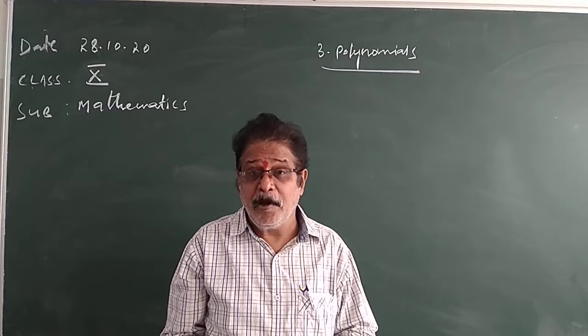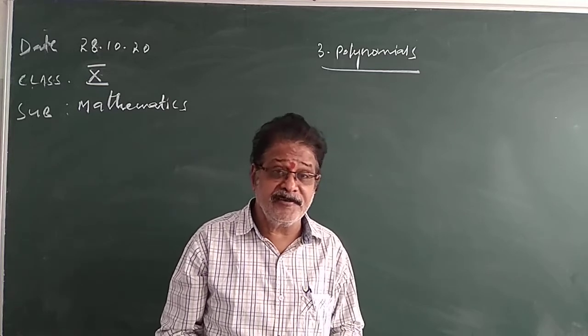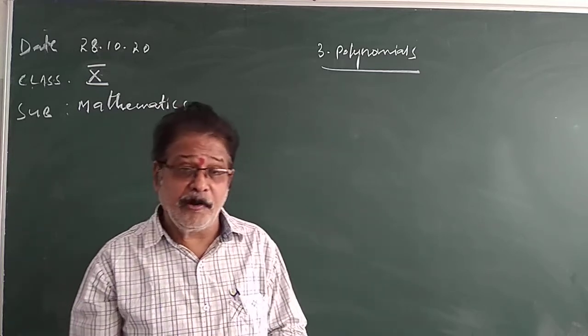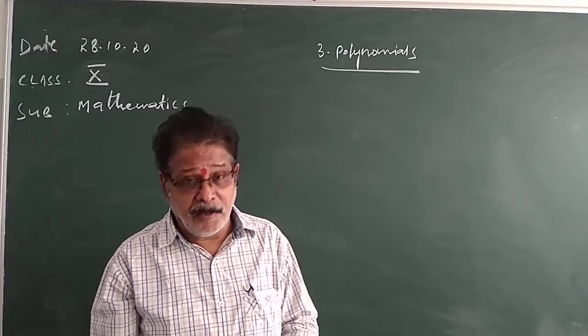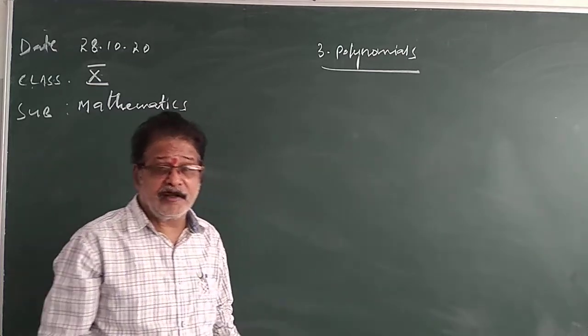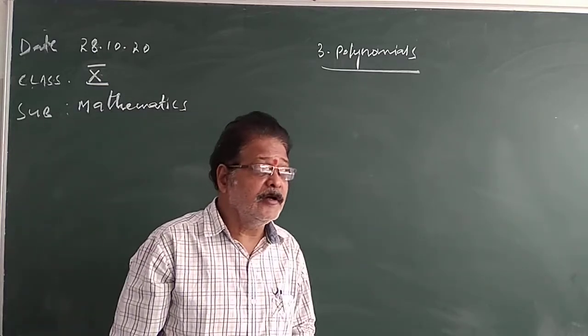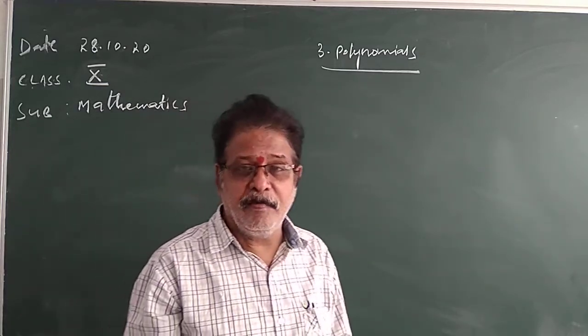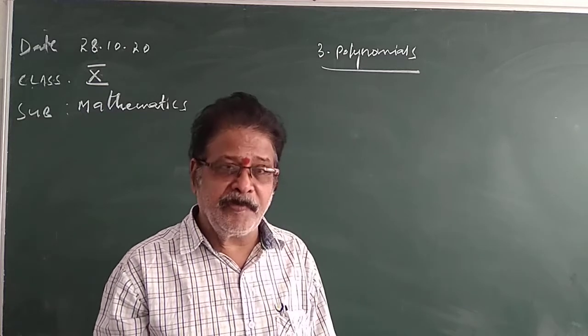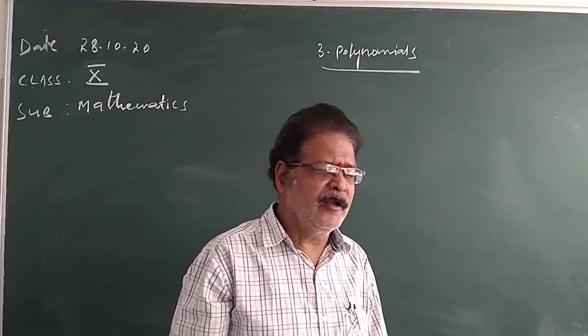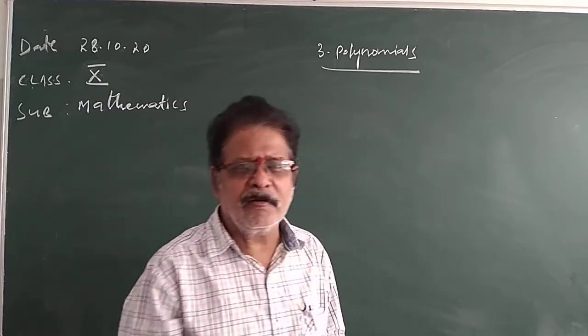We are dealing with the polynomial chapter. In the last class, we discussed the representation of linear polynomial graphically. Now, in this class, let us draw the graph of quadratic polynomial. Let us represent quadratic polynomial by graph. So, how to represent a quadratic? What is quadratic polynomial? The polynomial of second degree is called quadratic polynomial.